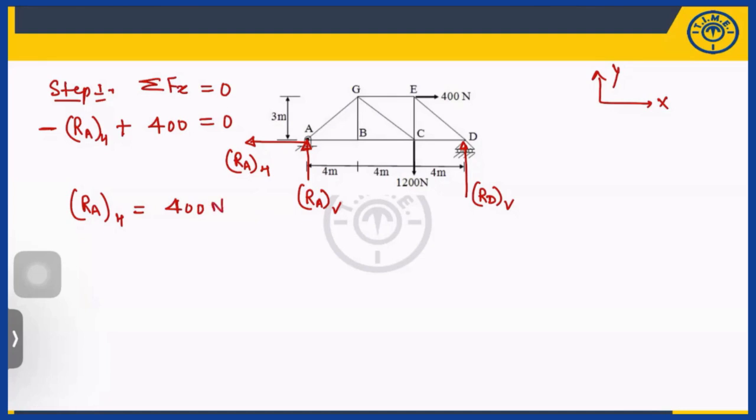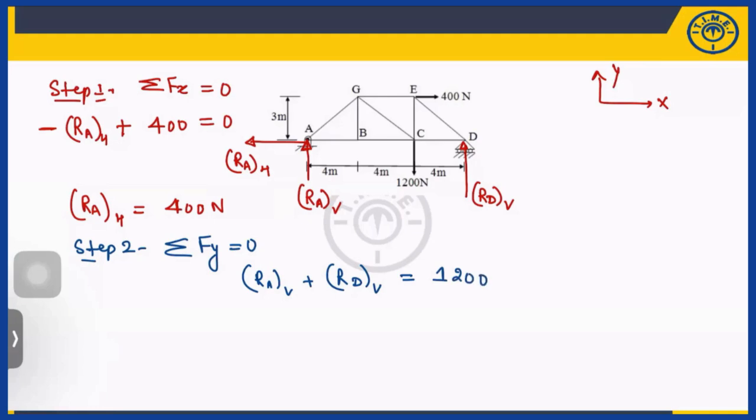Now the next thing is to calculate the vertical reaction. You will consider the equilibrium equation in the vertical direction. Summation of force in y direction equals 0 means RAV plus RDV is equal to 1200. Why 1200? Because it is the force acting in the vertically downward direction. Now there are two unknowns but only one equation. Then you will use the third equation, which is the summation of moment about any point equals 0.